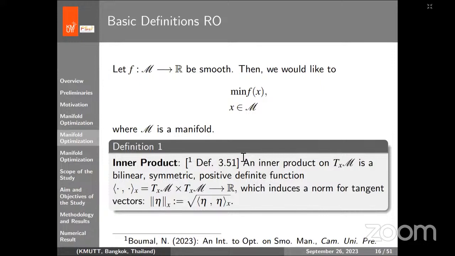In order to make this extension from Euclidean optimization to Riemannian manifold, we require some basic definitions, which include inner product.